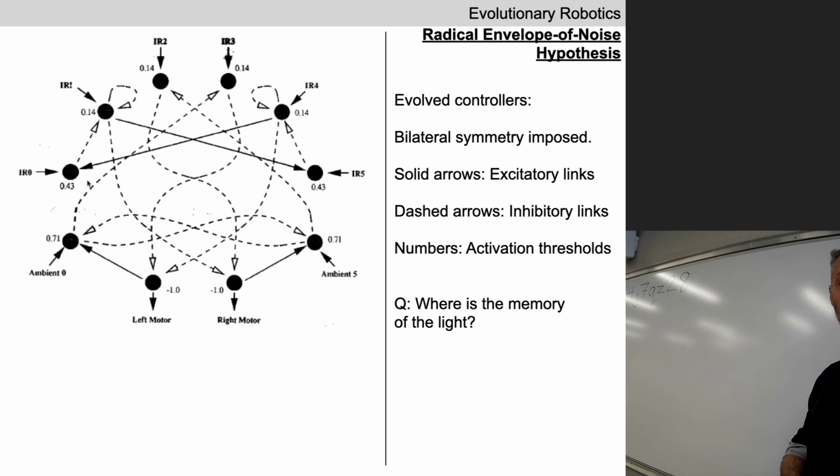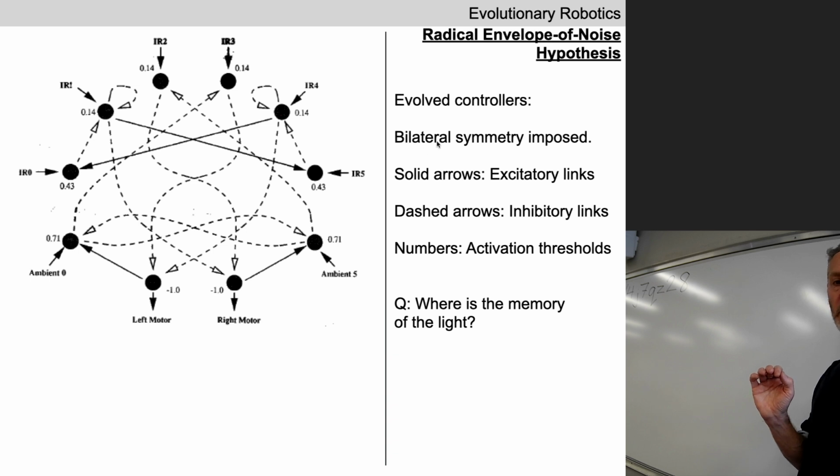Okay, so we're looking at an evolved controller here. This controller has evolved to ignore the 2 back infrared sensors. You can see connections to the 2 ambient sensors here, and there are no hidden neurons in this experiment.